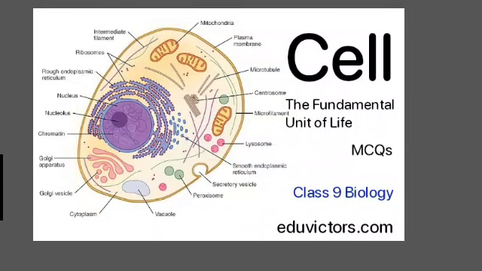Chapter number 5, The Fundamental Unit of Life. Robert Hooke observed that cork resembled the structure of a honeycomb, consisting of many little compartments. Cork is the substance that comes from the bark of a tree. Hooke made this observation by chance through a self-designed microscope.